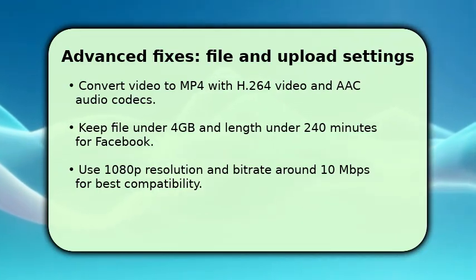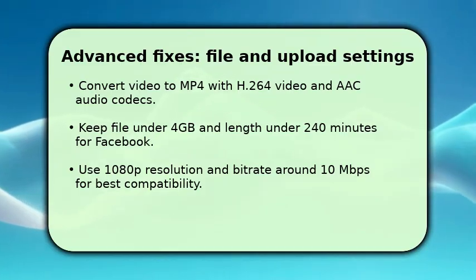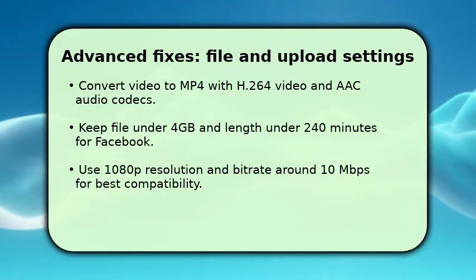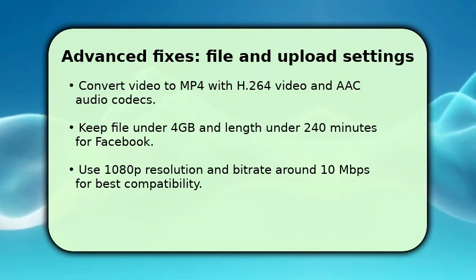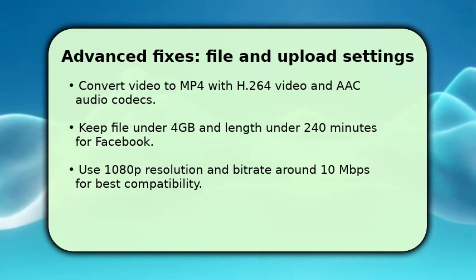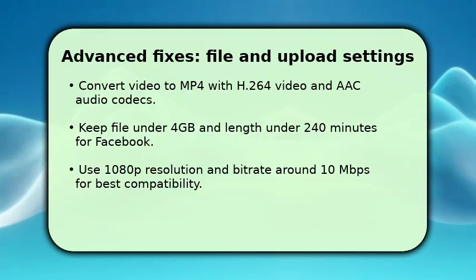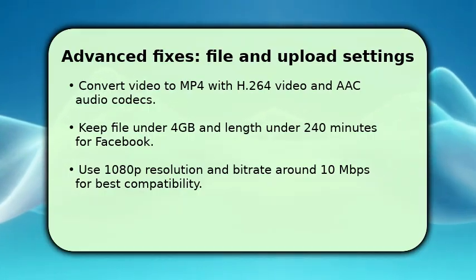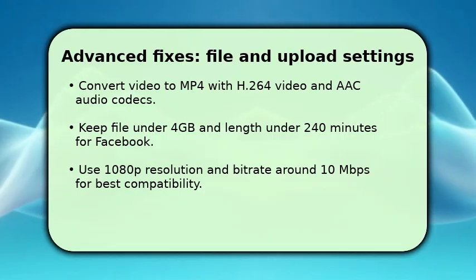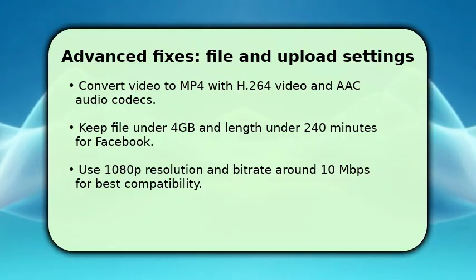Use 1080p resolution and a bitrate around 10 Mbps to balance quality and upload success. Re-encode with constant frame rate and remove unusual metadata that can break processing. Finally, set privacy to public briefly, upload again, and monitor Facebook processing status for successful playback.